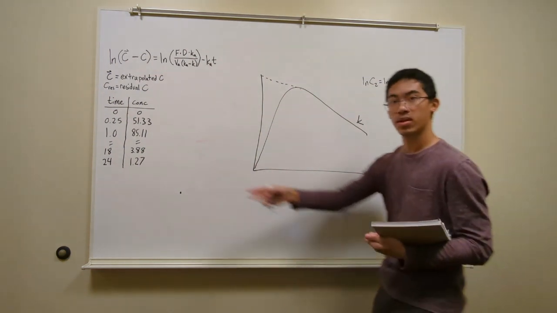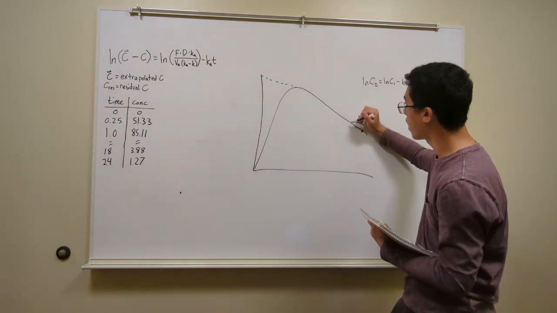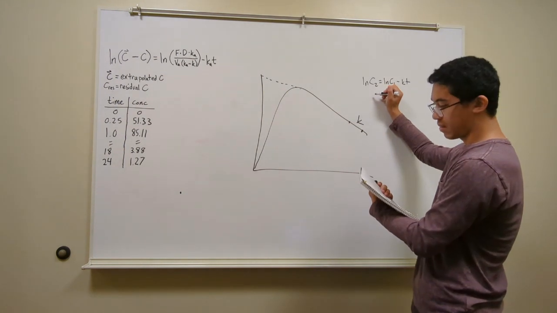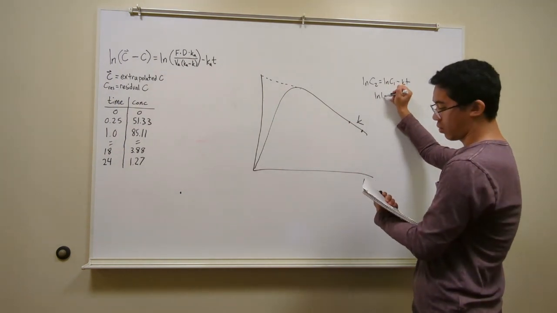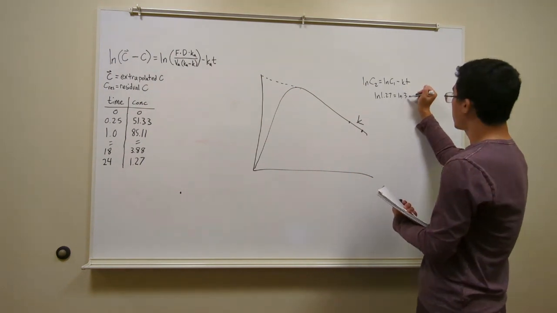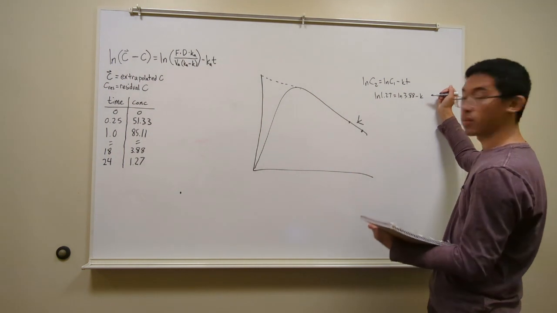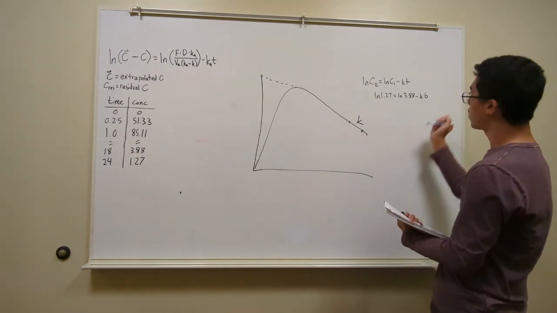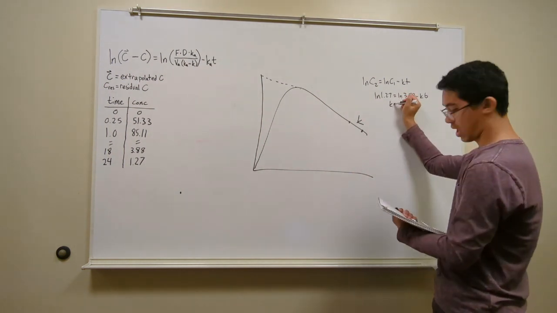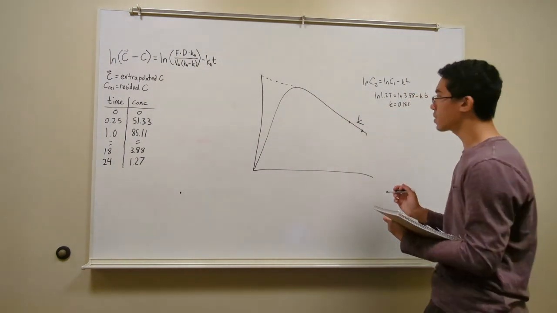And so we're going to pick 2 points. As you can see, I have my points over here. We're going to pick towards the end of the slope, so 24 hours and 18 hours. That's going to be ln 1.27 equal to ln 3.88 minus K, and there's 6 hours in between. If you solve for that, you're going to get a K of 0.186. Okay, great. That's our first part.